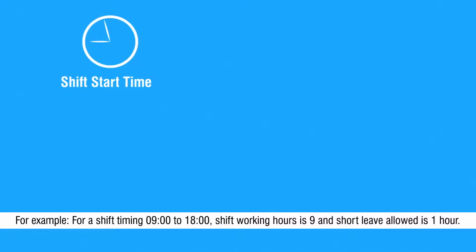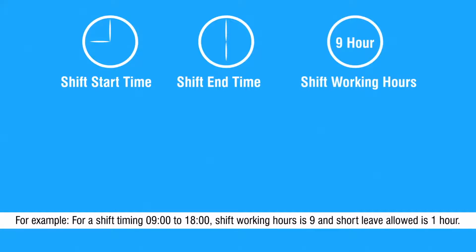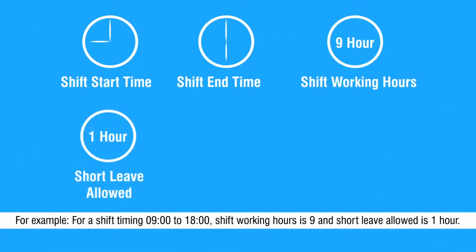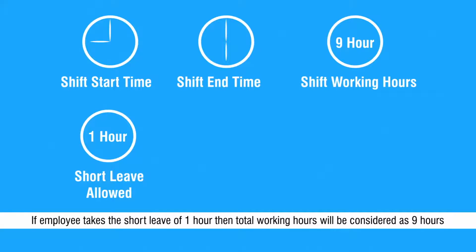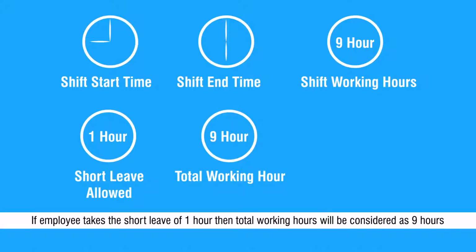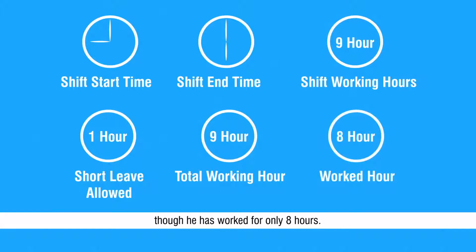For example, for the shift timing 9 to 18, shift working hours is 9 and short leave allowed is 1 hour. If employee takes the short leave of 1 hour, then total working hours will be considered as 9 hours, though he has worked for only 8 hours.